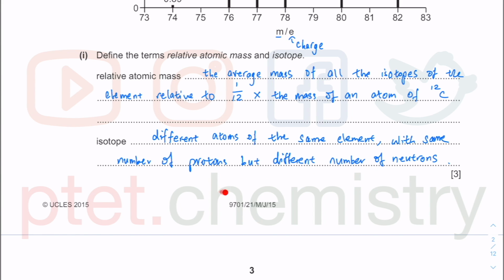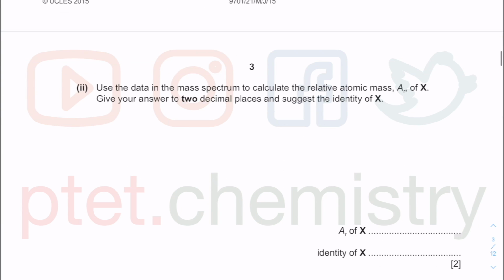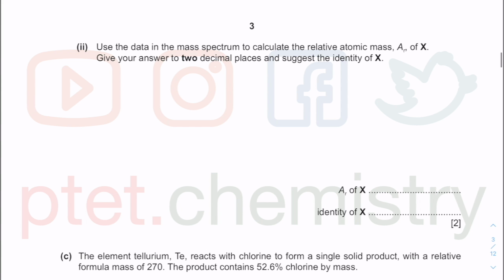They don't mention the number of electrons in here, but the fact that you are atoms, and if you have the same number of protons, your number of electrons must be the same as a result of atoms being uncharged overall. Now the next one is a calculation question.